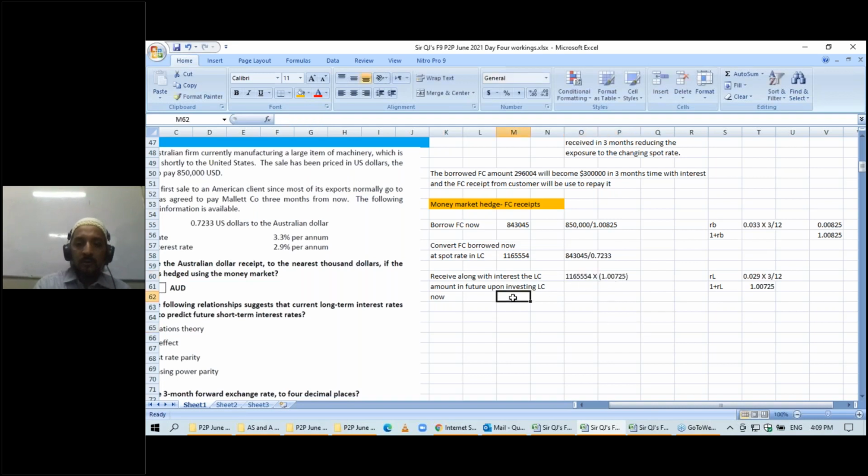So this gives you the local currency amount that the company will receive, 11,74,004. So these were the steps for hedging foreign currency receipts through money market hedge.